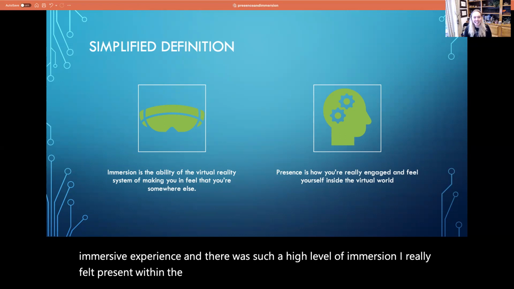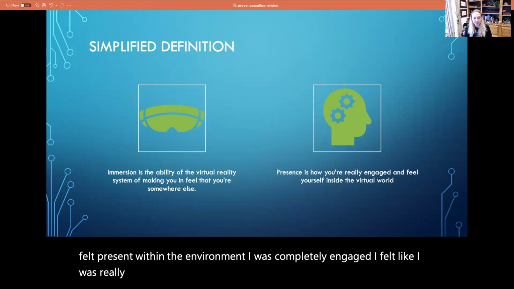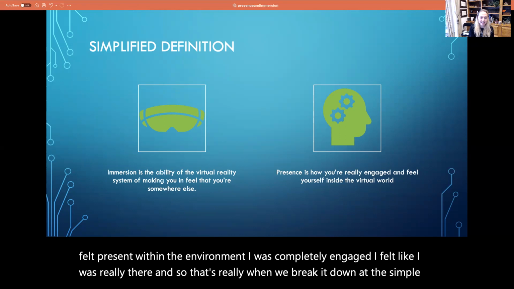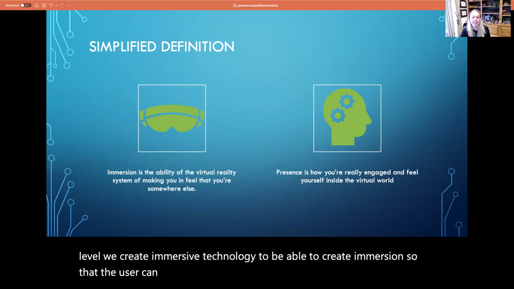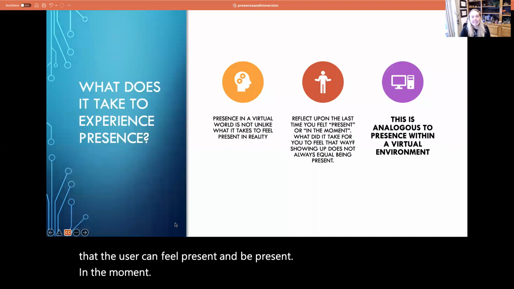I was completely engaged. I felt like I was really there. And so that's really when we break it down at the simple level, we create immersive technology to be able to create immersion so that the user can feel present and be present in the moment. And so what does it take to experience presence?